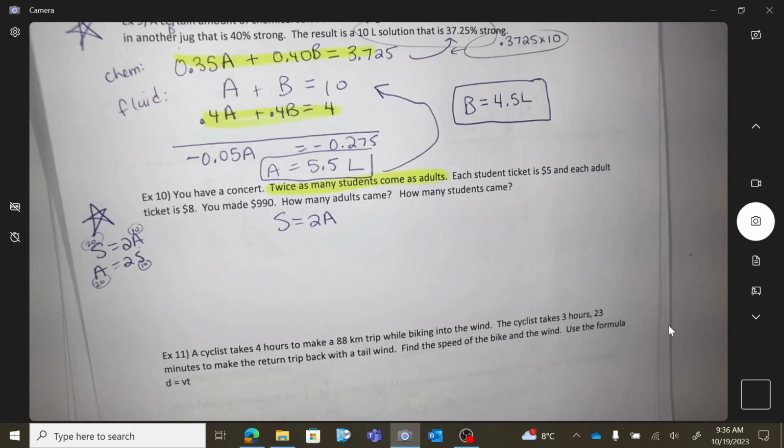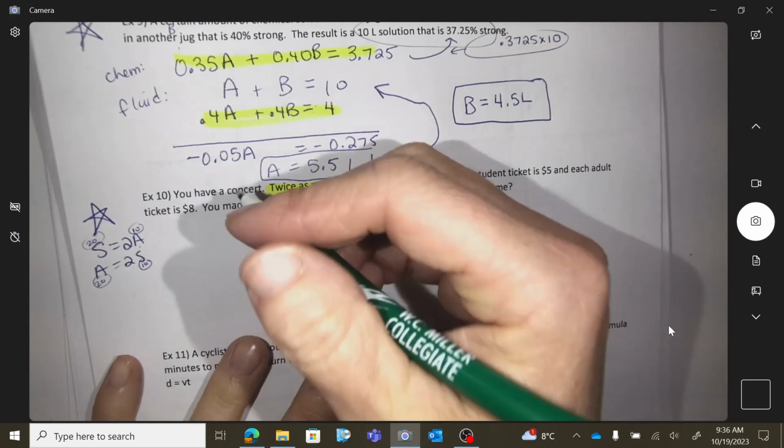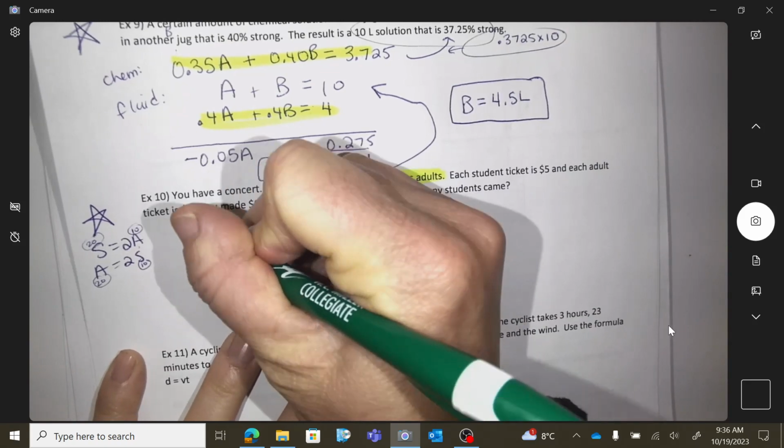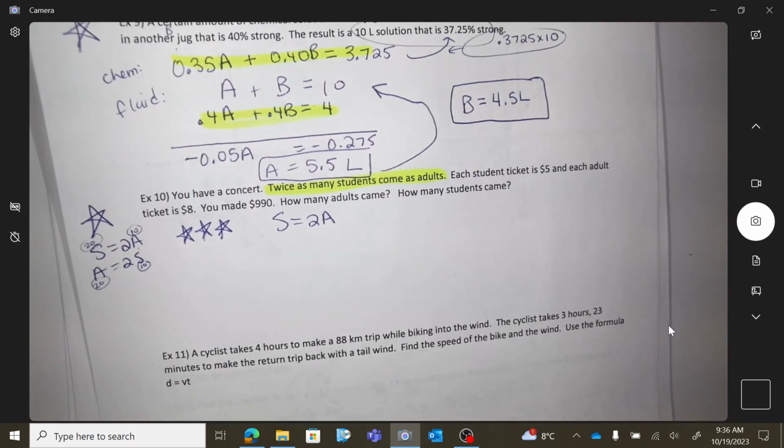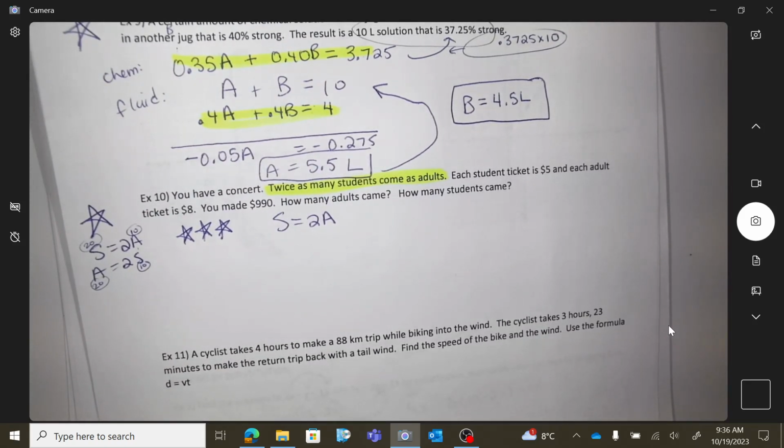Okay, that's the red flag. That's where people get stuck. And here's why. It's because twice as many students, then they think they have to put the 2 on the S. And you actually put the 2 on the other item. Okay, so red flag that. That is on your test somewhere, so make sure you can write that statement properly.